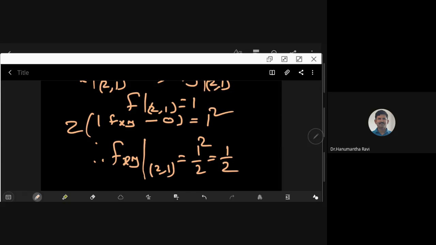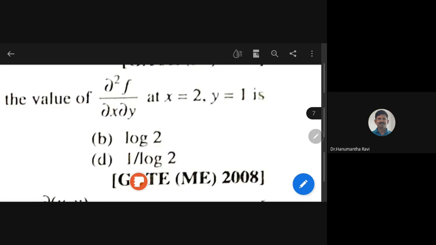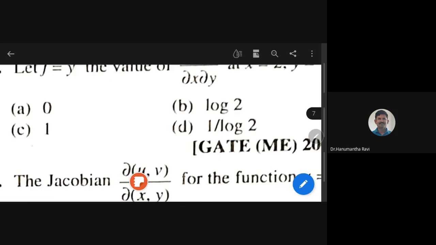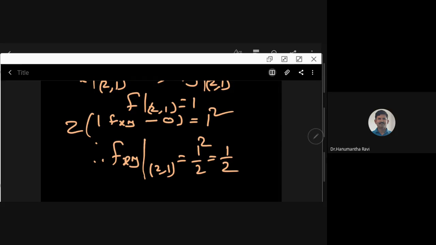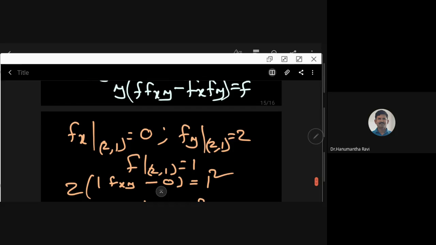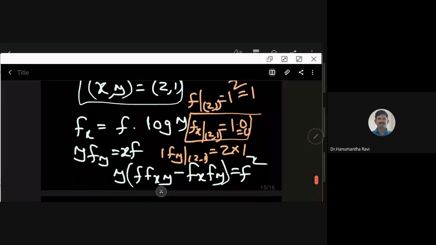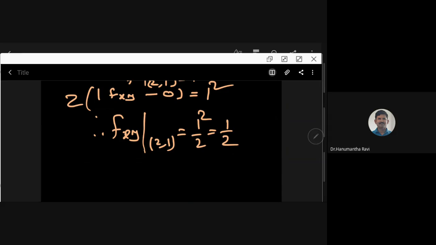This is how we need to do. Somewhere else 1 by 2 should be there, but something is missing here. You please check once. It is 1 by 2 is the correct answer, because log 1 will be 0. So the second partial derivative with respect to x and y at (2, 1) is 1 by 2. That is the correct answer.